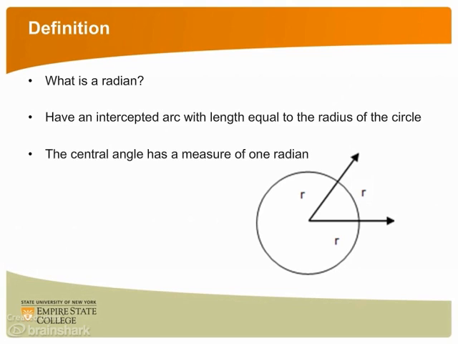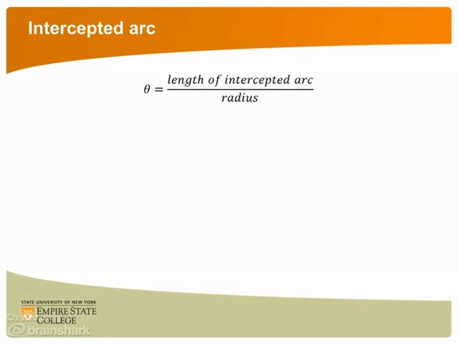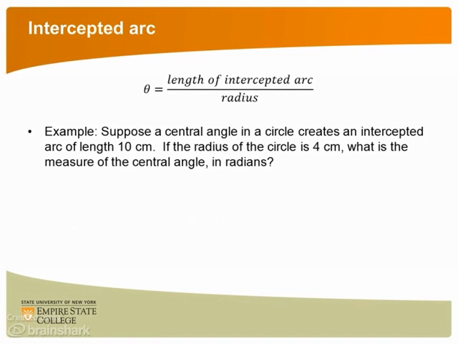We can use the definition of radians to compare the length of an intercepted arc, the length of the radius, and the measure of the central angle formed by the radii. The central angle, which we will denote as the Greek letter theta, is equal to the ratio of the length of the intercepted arc and the length of the radius. For example, suppose a central angle in a circle creates an intercepted arc of length 10 centimeters. If the radius of the circle is 4 centimeters, what is the measure of the central angle in radians?